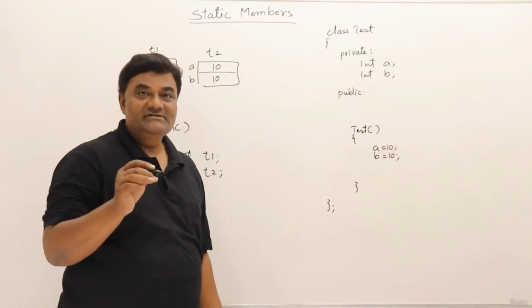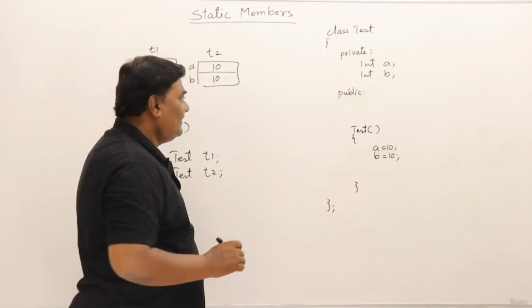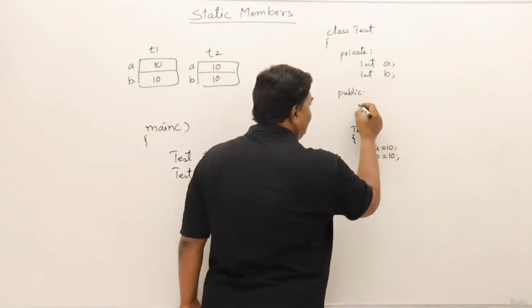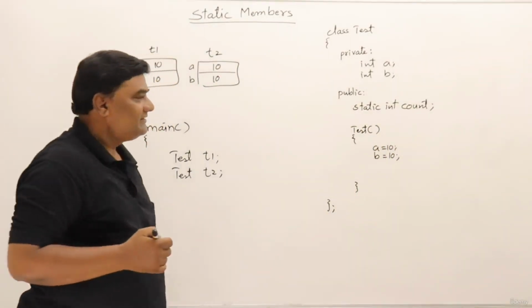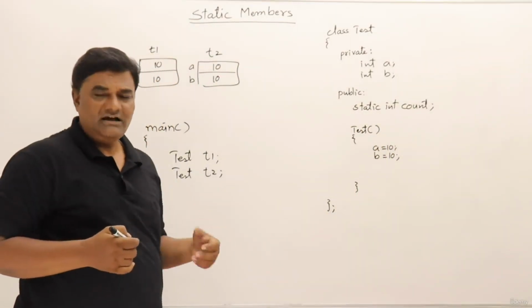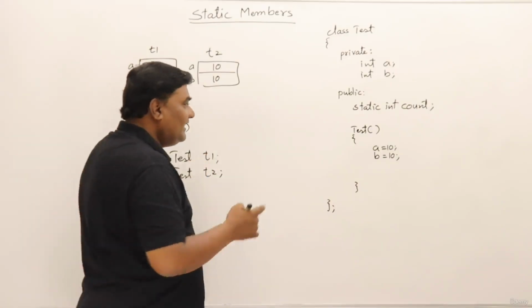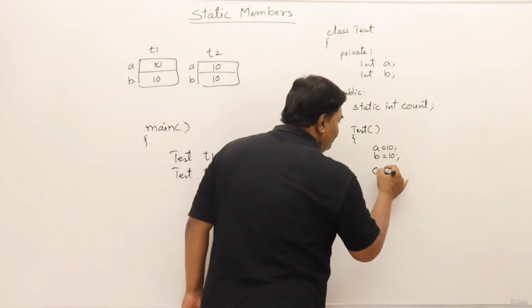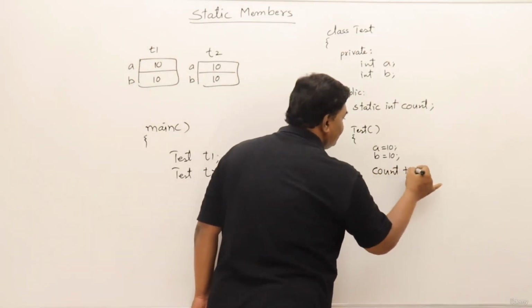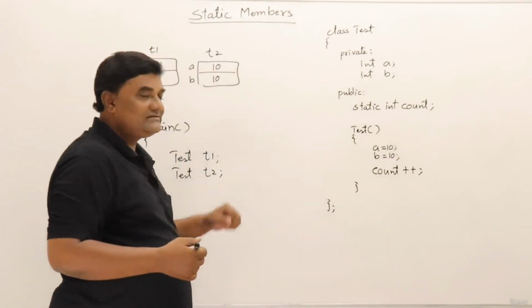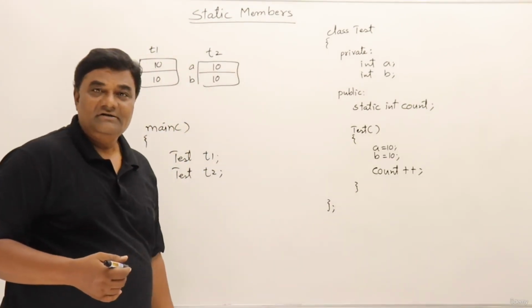Now let us understand what a static data member is. I will declare one variable in public, a static variable: static int count. Then I will also do count plus plus inside the constructor. That's it. This is a static variable.